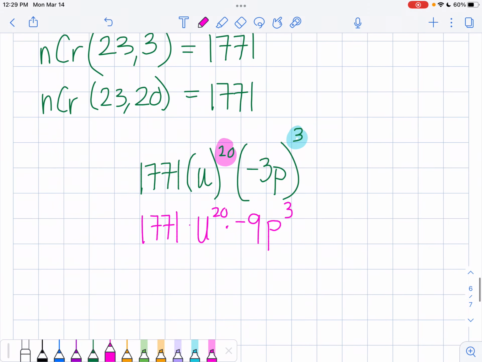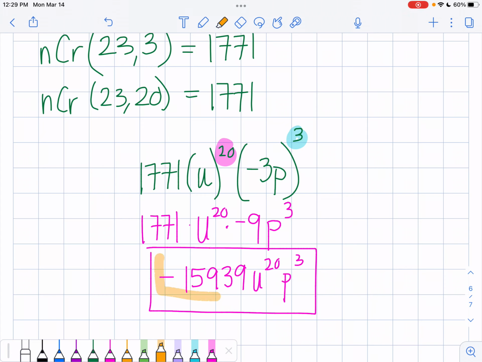So ultimately I multiply my numbers, 1771 times negative 9 gives me negative 15,939 u to the 20, p to the third. So if they just want the coefficient, then you would give this number, negative 15,939. Or sometimes they ask you for the full term, and then you would give the full answer.